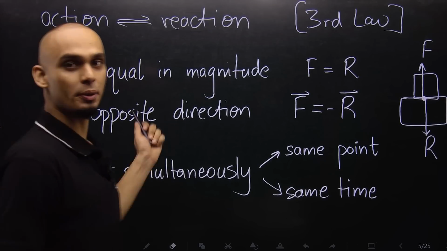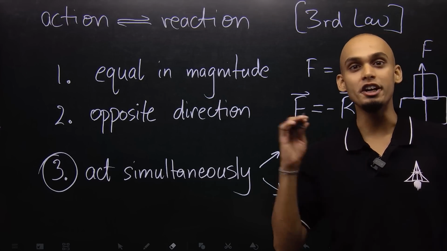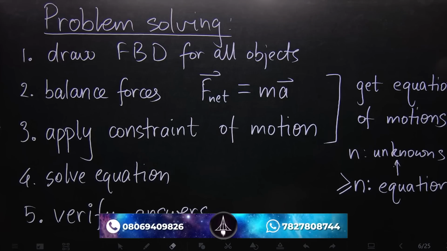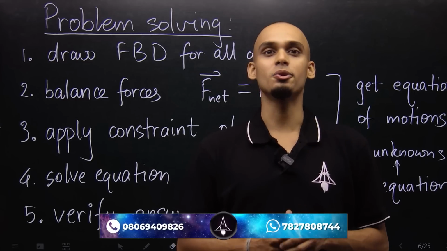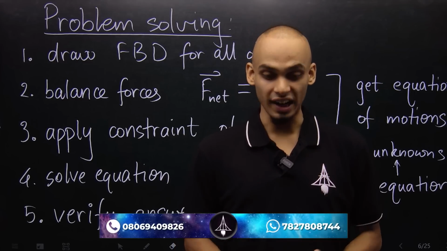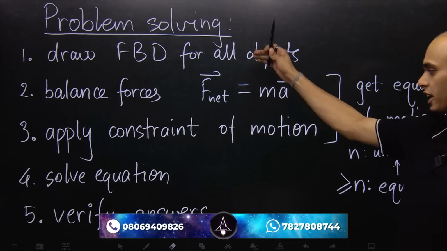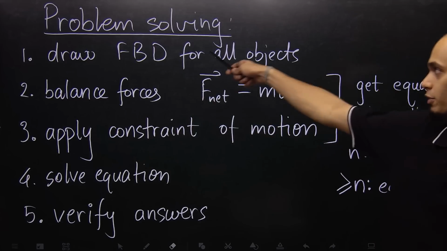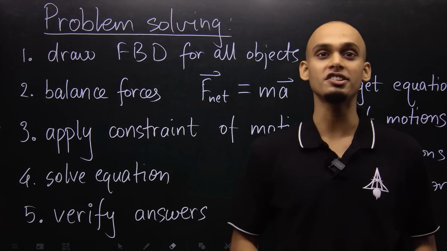These three properties of action-reaction forces you need to understand very, very well. Only then will you be able to use the third law effectively while solving problems. Now, problem solving in this chapter. Again, this chapter is entirely problem driven. So in order to make your approach very streamlined, you can follow this rough 5-step plan for solving problems in laws of motion. First of all, you should always draw free body diagrams of all objects in your system.